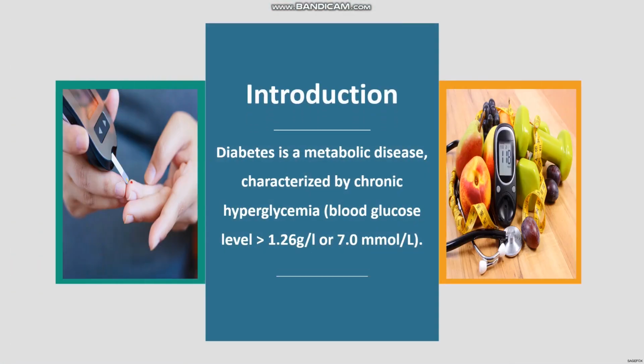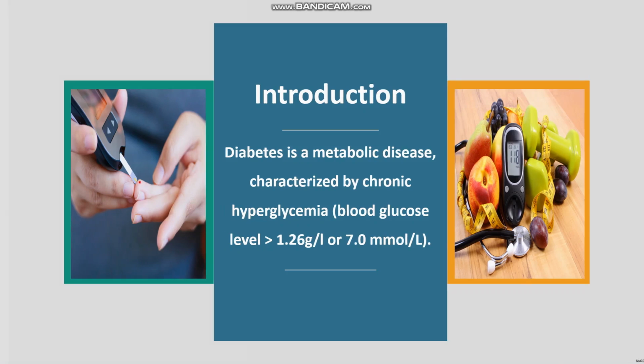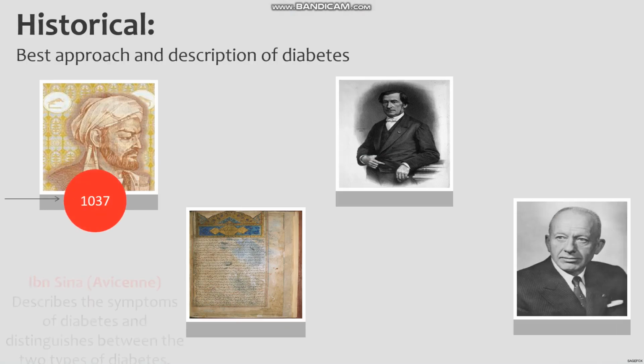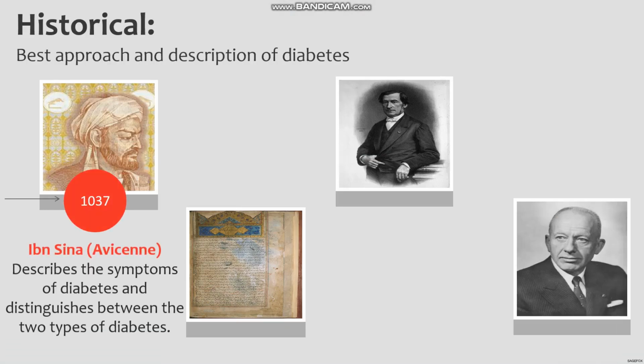Before we get into the signs and symptoms, let's talk about diabetes. Diabetes is a metabolic disease characterized by chronic hyperglycemia, blood glucose level greater than 1.26 g/L or 7.0 millimoles per liter. The first person to describe diabetes in detail was Ibn Sina, Avicenna, in the year 1037. He described the symptoms of diabetes and distinguished between two types of the disease.